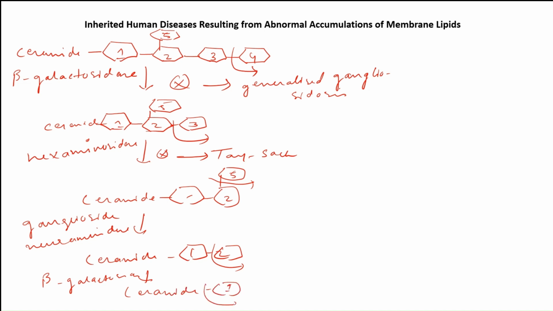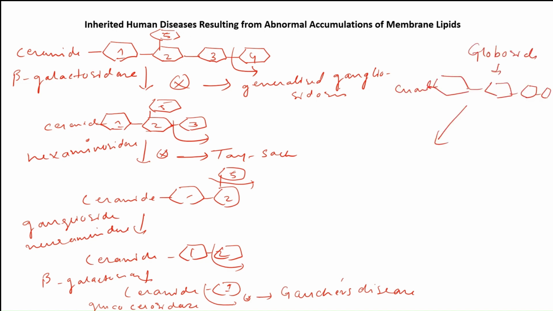Here, this carbohydrate is removed with the help of enzyme glucocerebrosidase. If not removed, it causes the disease known as Gaucher disease. Now only ceramide and free fatty acid are left. Now from globoside, here also the last carbohydrate is removed with the help of enzyme hexosaminidase A and B. If not removed, it causes Sandhoff's disease.